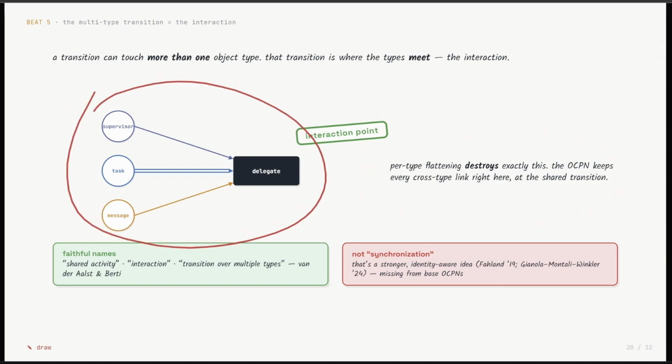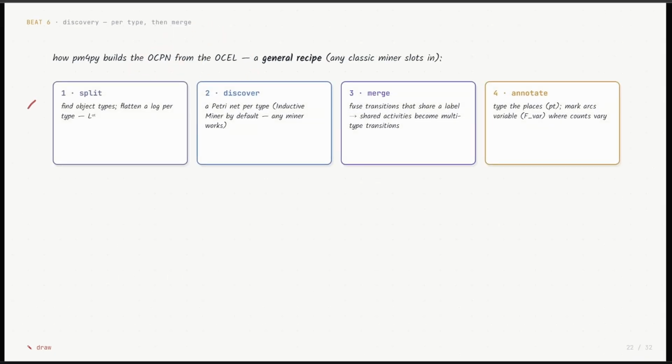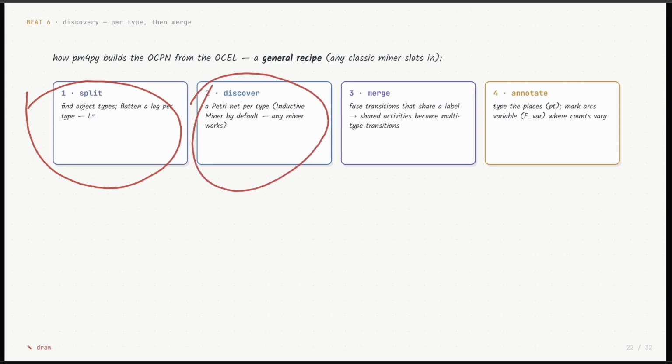with this structure. So how does this work for PM4Py? How to go from OCEL to OCPN? The idea is very simple. You have 4 steps. You could actually do it with PM4Py with any general miner. First of all, you're gonna create a flattening that's gonna work per object type. So that's the first step. Second, you're gonna create a Petri net that is accepting Petri net for each type.